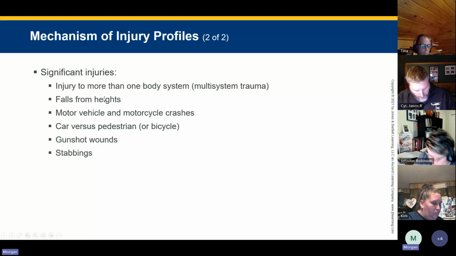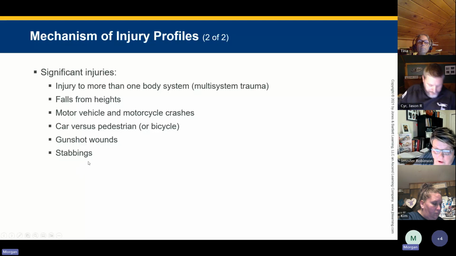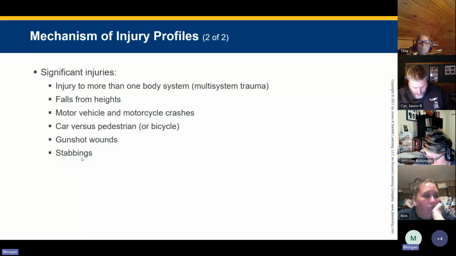Also with the potential energy, it matters if they fell on concrete versus on lawn or leaves. And again, with motor vehicle crashes or motorcycle crashes, what did they hit? A moose or a telephone pole? Car versus pedestrian, and gunshot wounds: where did they get shot? The caliber is always a good thing to know. And stabbings, that would be penetrating. What injuries, like if somebody got stabbed in the chest rather than the abdomen, or just cut.